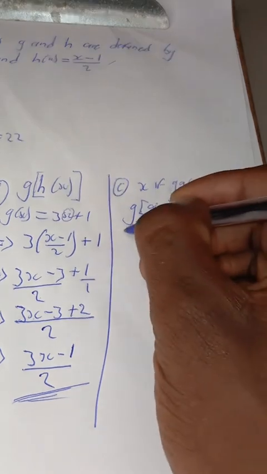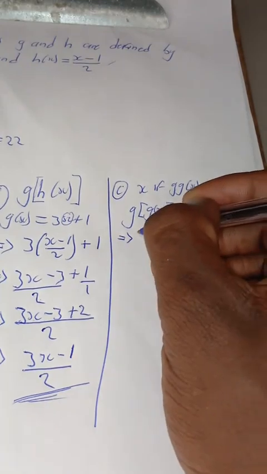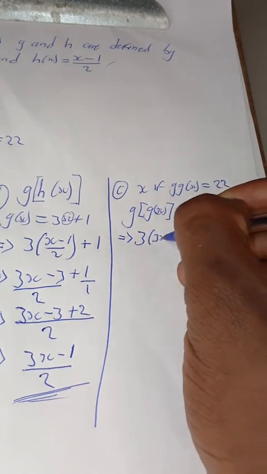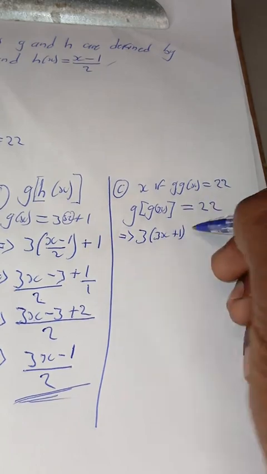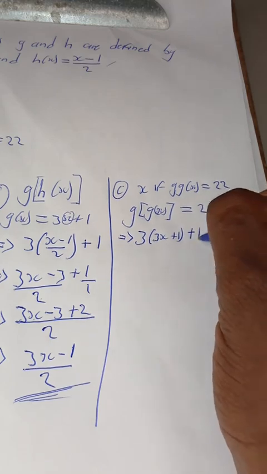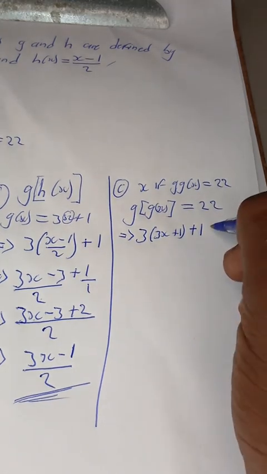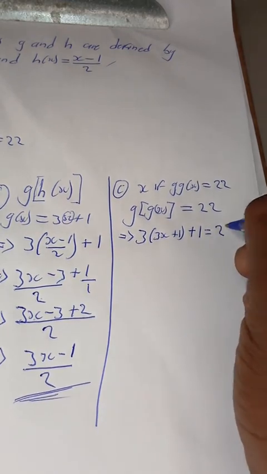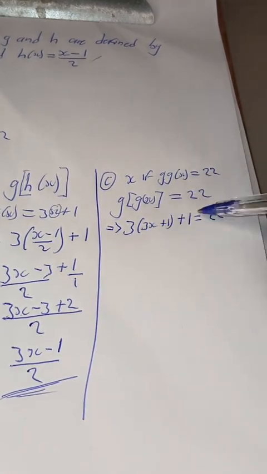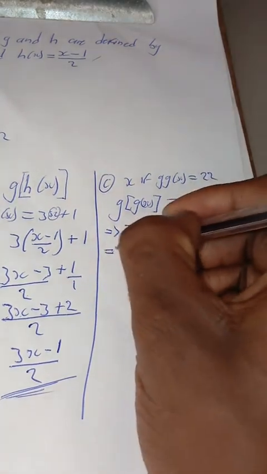Okay, so we're going to say this implies that we have 3, but where there is x, we are putting the same function, 3x plus 1. Plus 1 again, which will remain outside. This should be equal to 22. Are you seeing it? So the key is how to interpret this one. Once you are done with this one, then you go ahead and do the arithmetic, then you find your final answer. Okay, let us multiply what we have here.